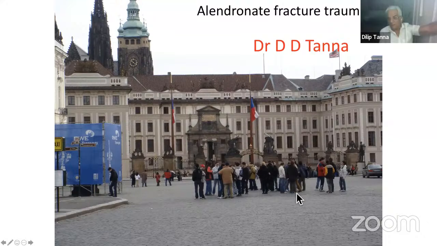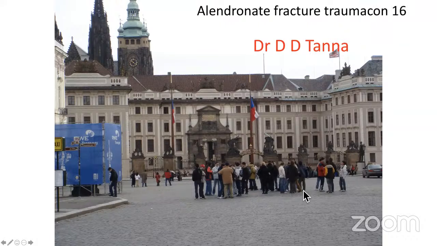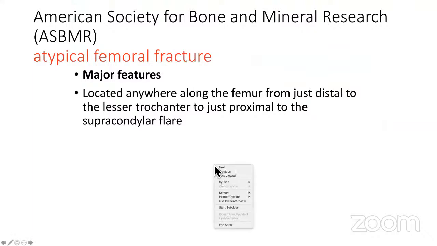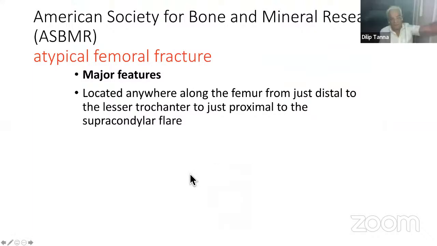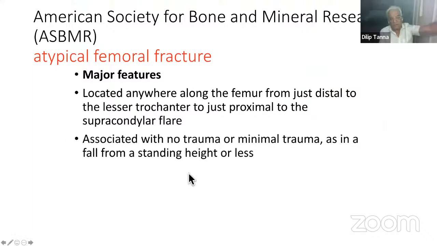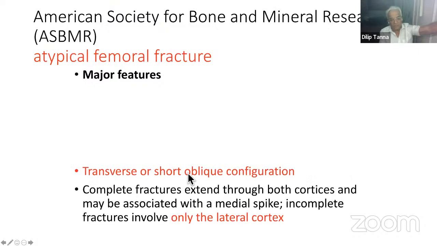Anybody else wants to add anything? Maybe, sir, something related to cortical thickness, abnormal cortical thickness. So there is cortical thickness in Alendronate fractures. Alendronate is lateral cortex, and osteomalacia is medial cortex. Medial cortex. And there are Looser zones as well in osteoporotic fractures that you see in others. It is an atypical fracture, as we mentioned.